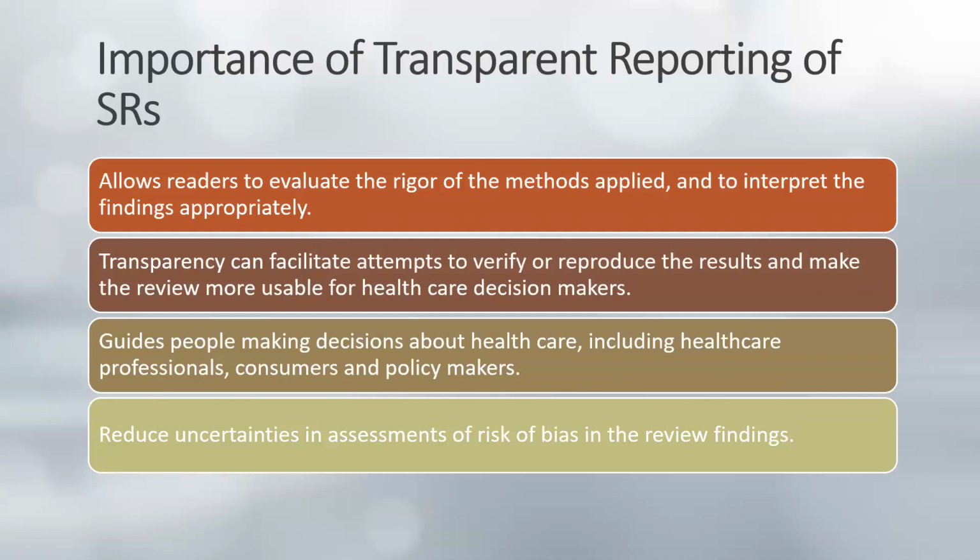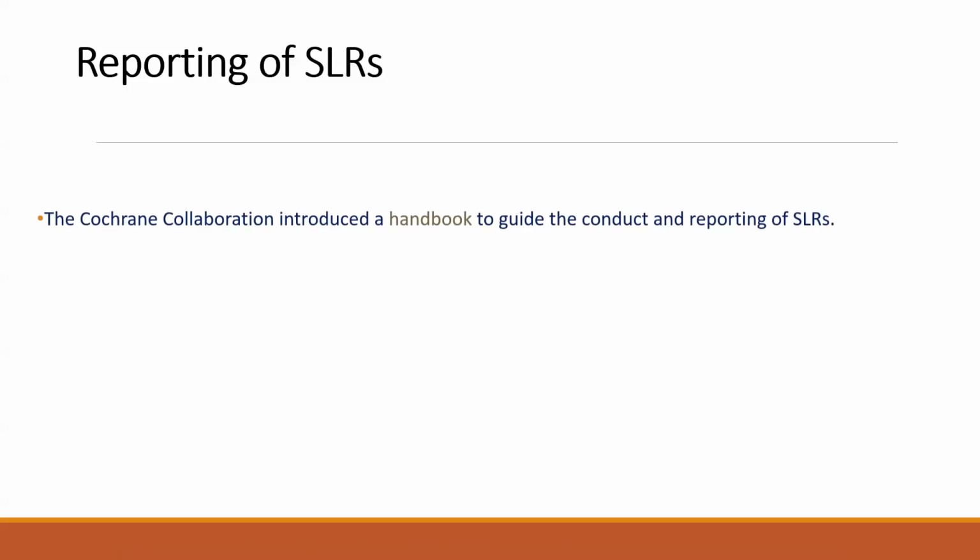Transparency can facilitate attempts to verify or reproduce the results and make the review more usable for healthcare decision makers. Suppose we use a proper guideline while doing a systematic review, then these results can be utilized by any policy makers. It will guide people making decisions about healthcare, including healthcare professionals, consumers, and policy makers. It will reduce uncertainties in assessments of risk of bias in the review findings.